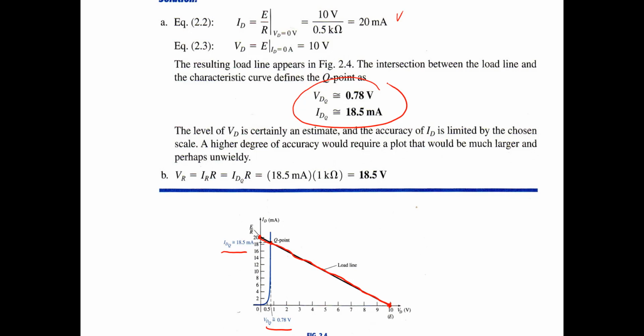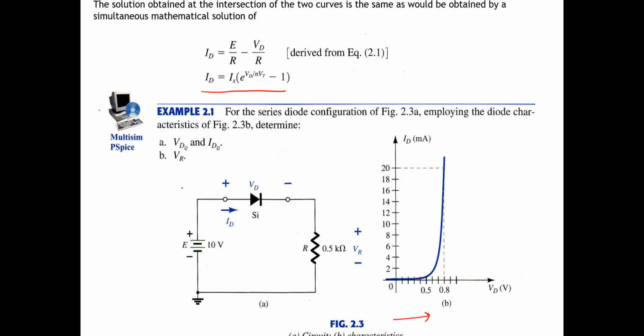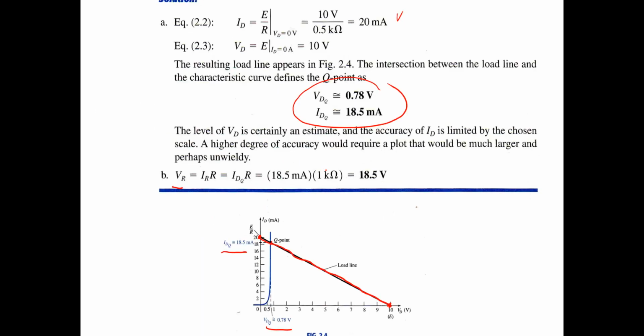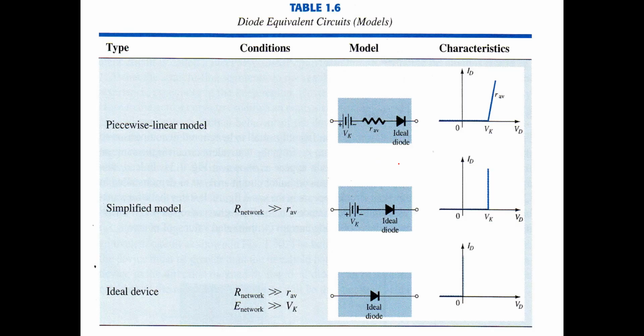And then the second question is, what is Vr? If we notice in the circuit, Vr is here. Vr is I dot R, the current times R, and I is equal to the diode current, so I is equal to ID. If we use the ID key, which is 18.5 milliampere, and R is 1 kilo ohm, so we have the VR is 18.5 volt. So this is the answer to the question.